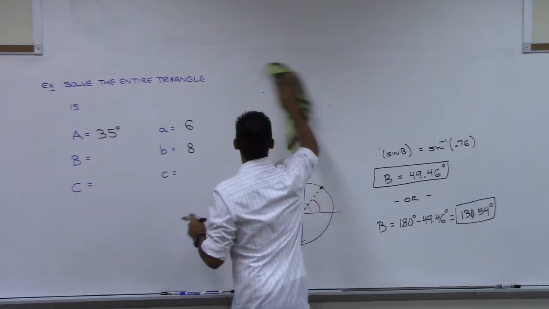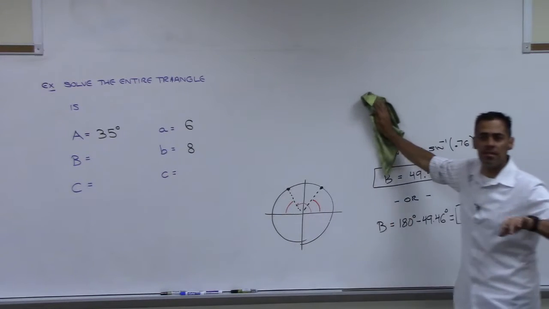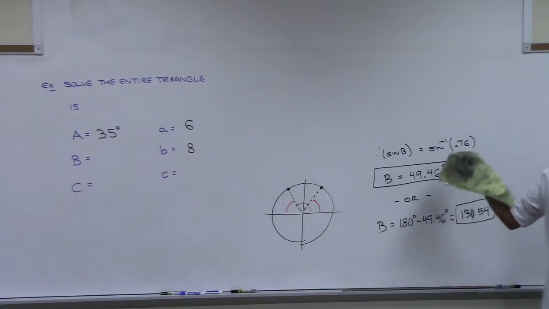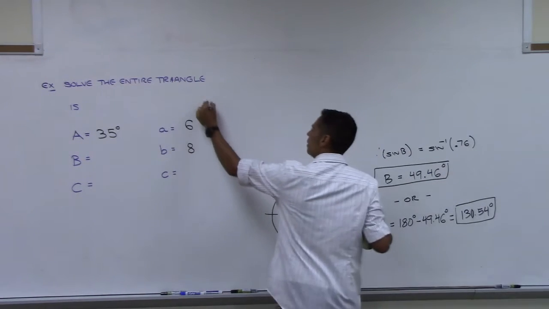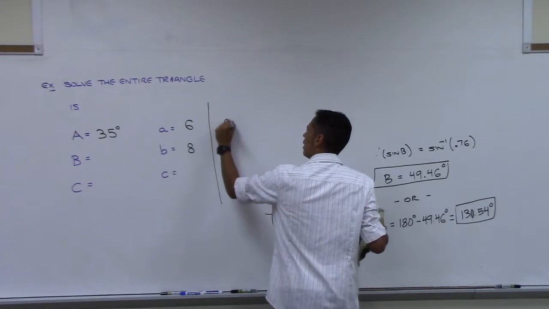But this is as bad as it gets, okay? It doesn't get any worse than this. The two-case scenario is the worst case, which is the one you'll see on your test, right?